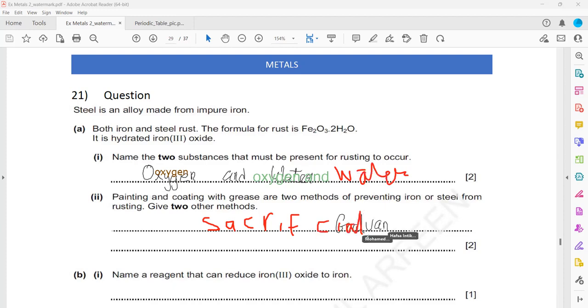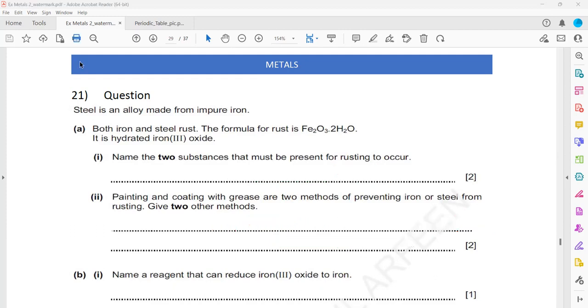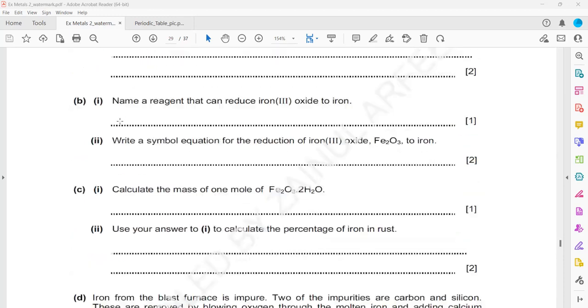Give two other methods to prevent rusting. Sacrificial protection or galvanizing, which is coating with zinc, that is one, or copper plating, or cathodic protection. You can also coat with copper, it will also prevent rusting. So coat with copper, coat with zinc, and you will get 2 marks. But coating with copper, if it's scratched, it will start to rust.